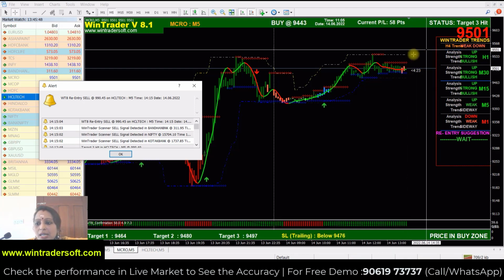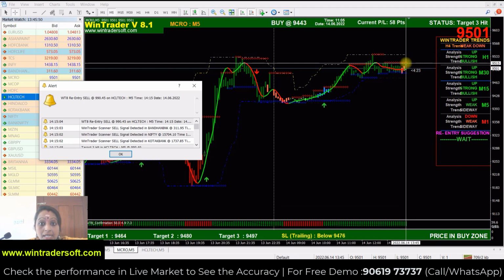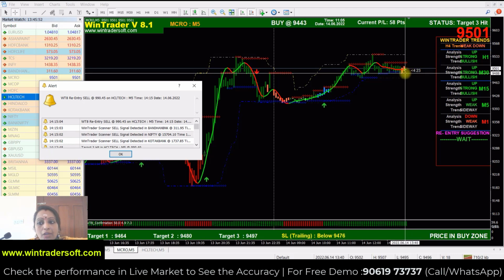You can see these red stars here now. That is a resistance level of the market, and below you can see these blue stars. Those stars are the support level.